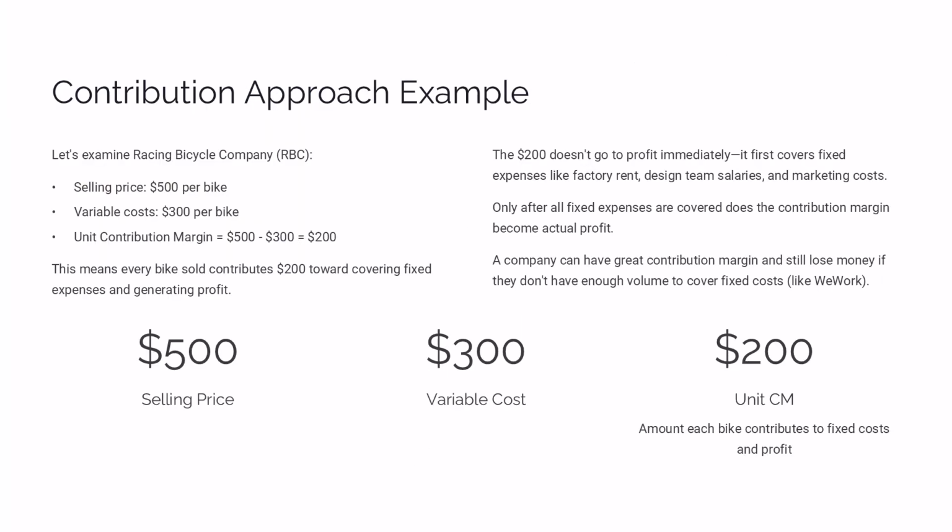Now let me walk you through an actual example using real numbers that are almost identical to what Peloton uses for their bike business. Let's say Racing Bicycle Company, which is basically Peloton's business model, sells their bikes for $500 each with variable costs of $300 per bike, giving them a unit contribution margin equals $500 minus $300 equals $200, which means every single bike they sell contributes $200 toward covering their fixed expenses and generating profit.